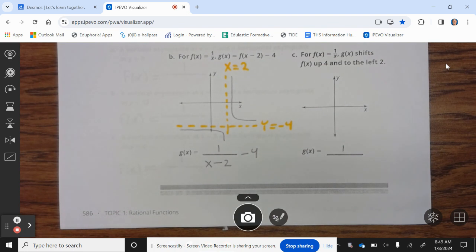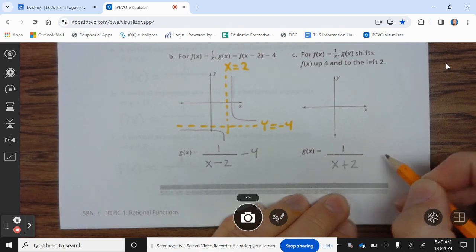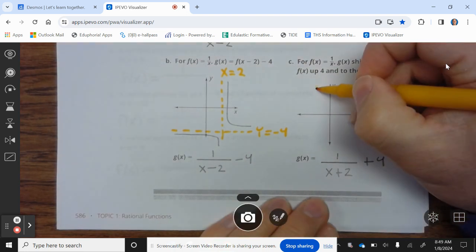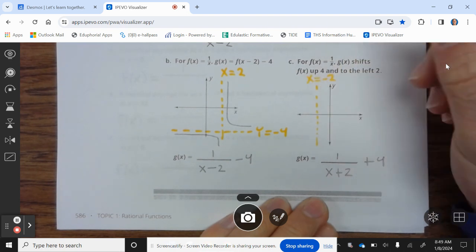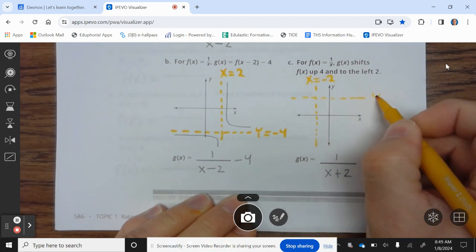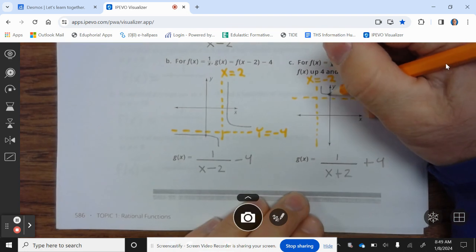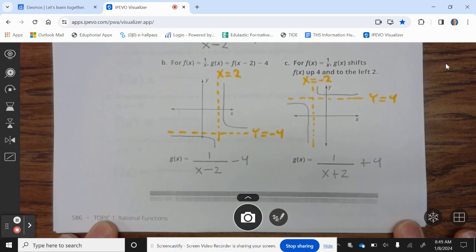For f of x equals 1 divided by x, g of x shifts f of x up 4 and to the left 2. So that's 1 divided by x plus 2 plus 4. So our vertical asymptote is at x equals negative 2, and our horizontal asymptote is at y equals 4. So then our graph is here and here. All right, go ahead and finish it up.